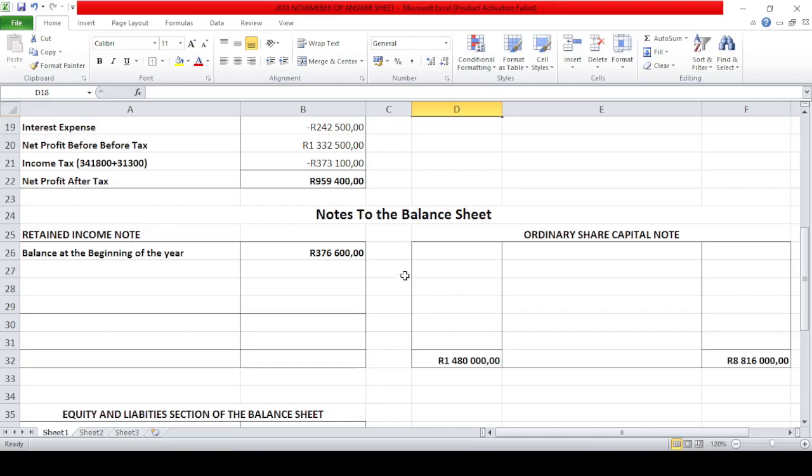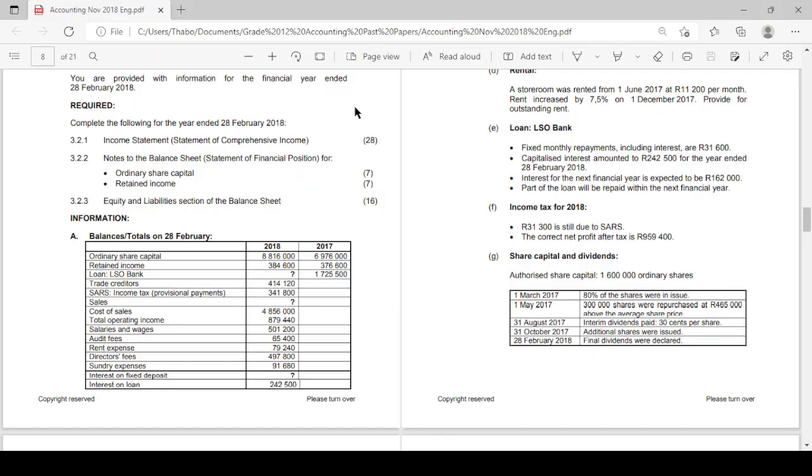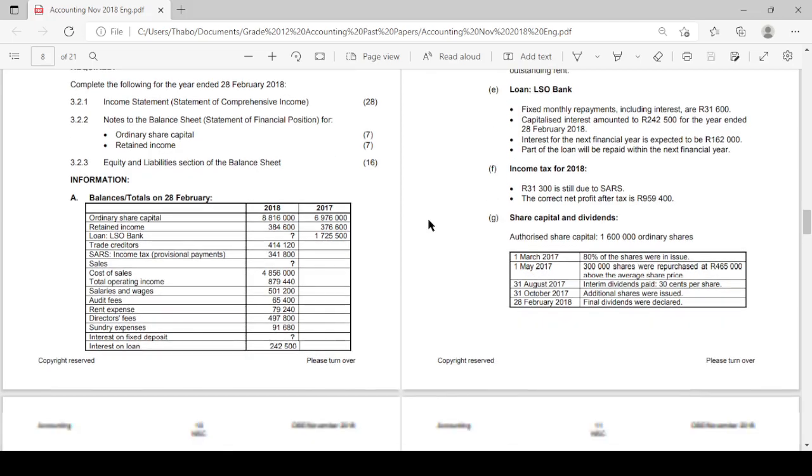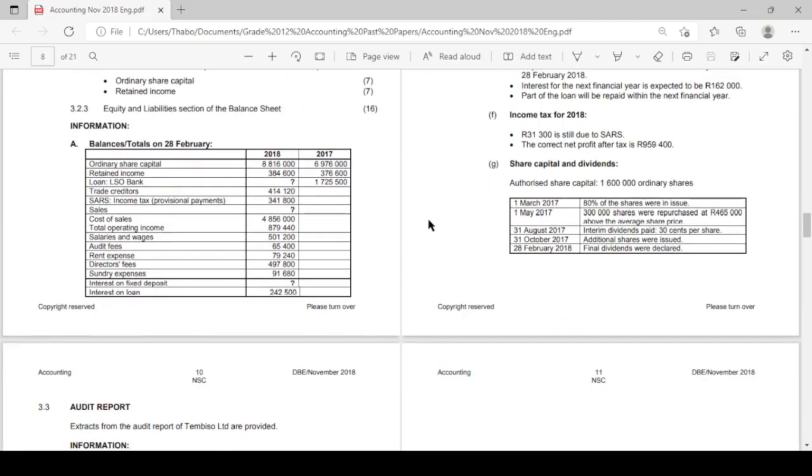This is part 2 of our question 3 from the past paper, November 2018 question paper. We are going to be doing the notes to the balance sheet. It's 3.2.2, ordinary share capital and the retained income note. So without wasting any more time, let's just get into the question.